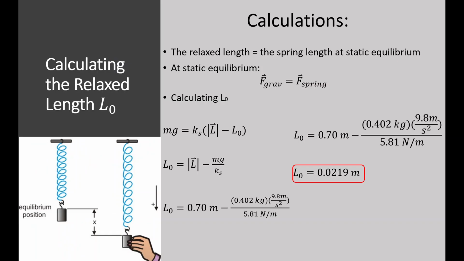Next, we can calculate the spring's relaxed length by looking at the system when it is at static equilibrium, which is when the spring and gravitational forces are equal to each other, resulting in a net force of 0 newtons. By setting the two forces equal to each other and solving for the relaxed length L naught, we can calculate this value to be 0.0219 meters.